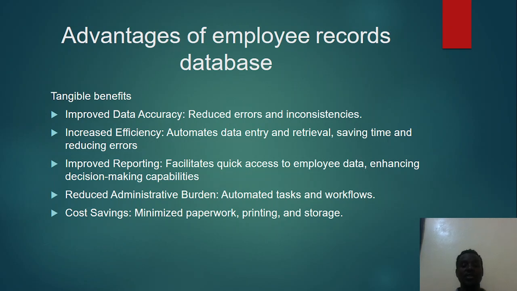Next we have improved efficiency. This automates data entry and retrieval, saving time and reducing errors. We all know if things are efficient, with automation comes efficiency, right? We have improved reporting. It facilitates quick access to employee data, enhancing decision making capabilities. There's reduced administrative burden. That means the human resource managers can easily access all the work they need in just a click of a few buttons.